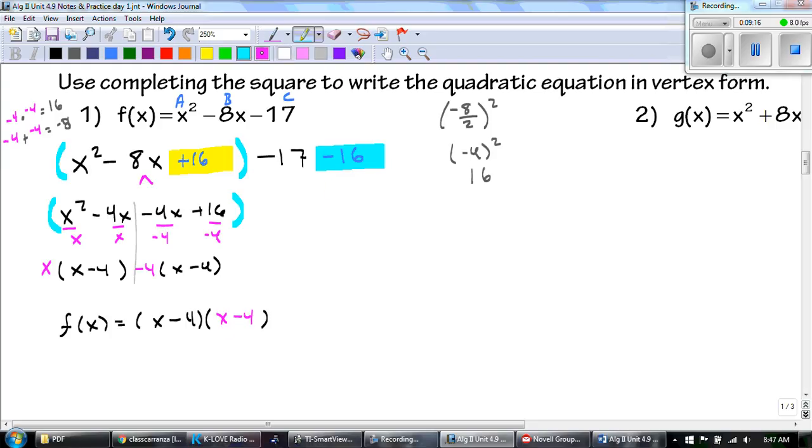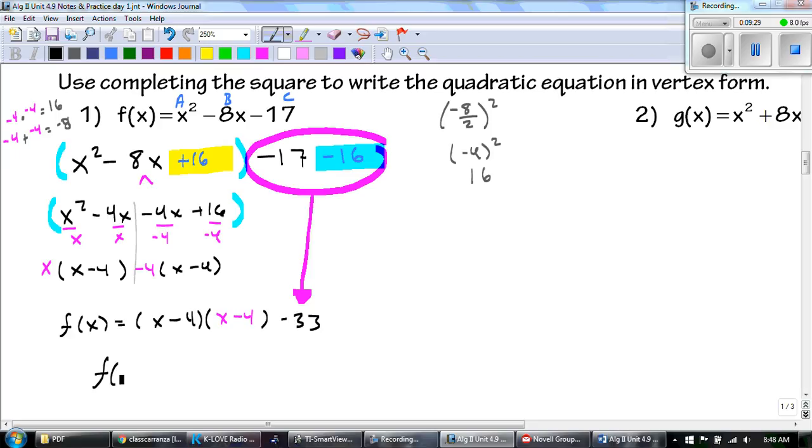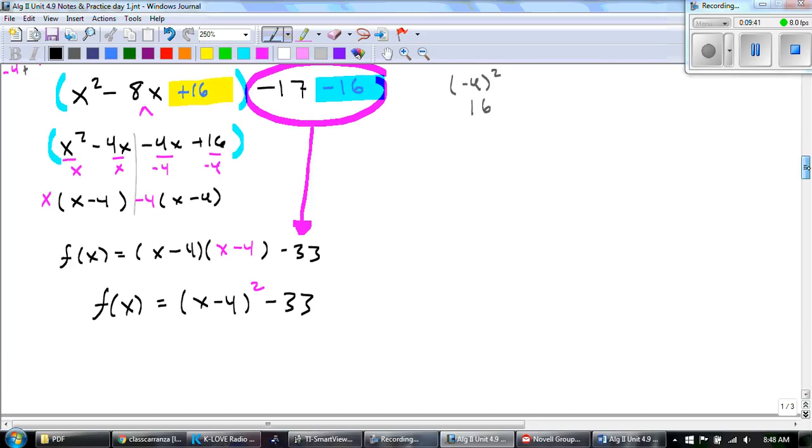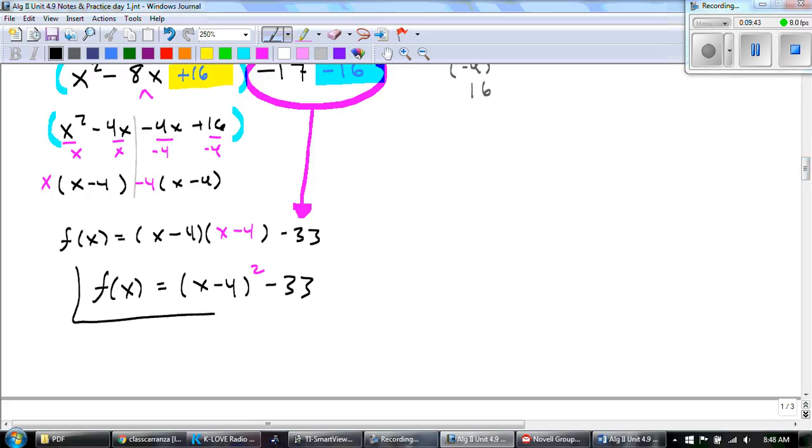But then I don't want you to forget this guy. Okay, we need to bring him down. -17 minus 16 is -33. And then my final answer is rewriting it to (x minus 4) squared minus 33. Okay? I know it might seem kind of scary at first, but the more of these you do, the easier it's going to get.